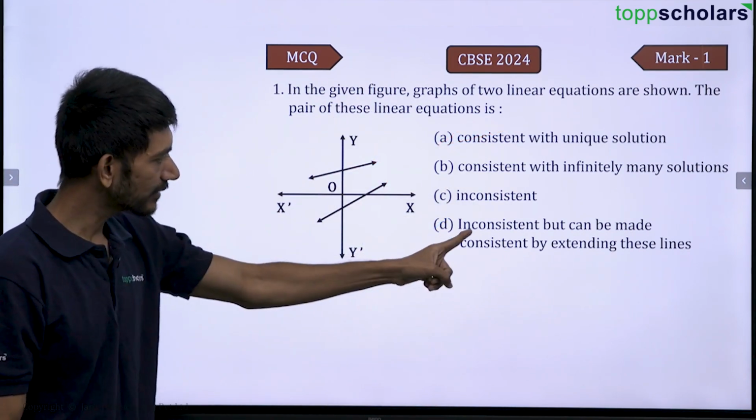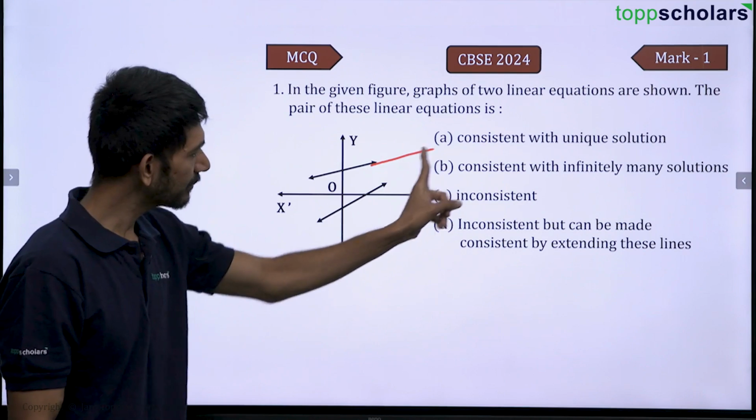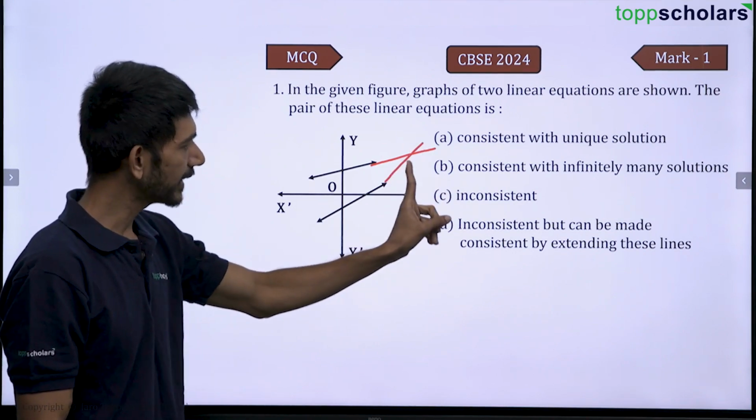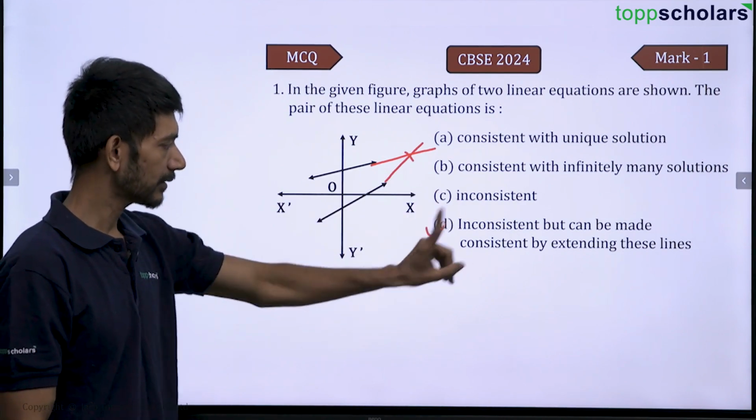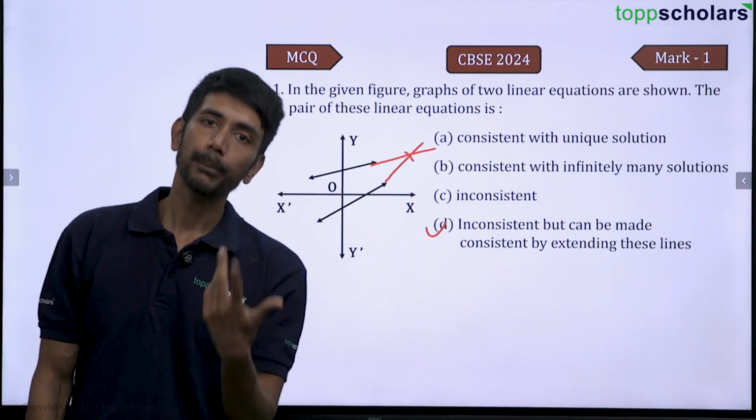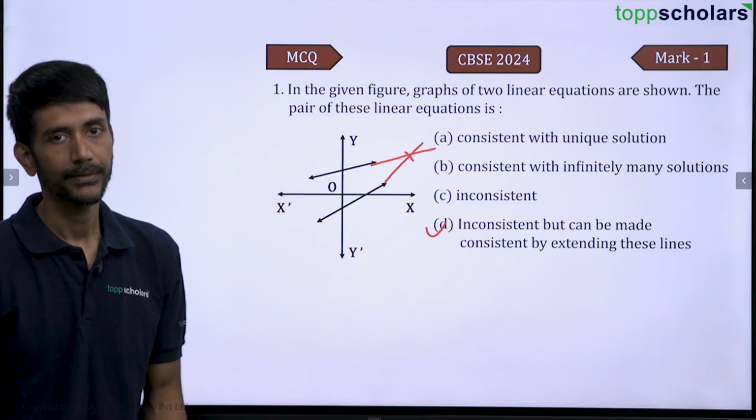As of now they are inconsistent, but they can be made consistent by extending, and once they become consistent then they'll have a unique solution. But option D is the more appropriate option. Correct? Okay.